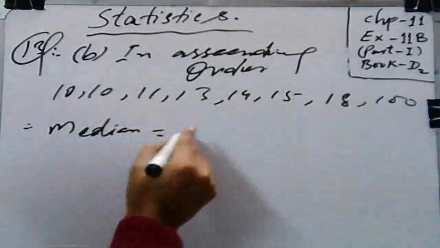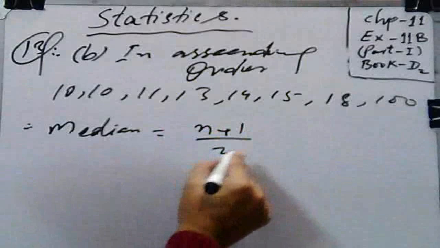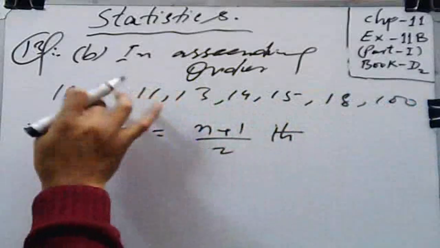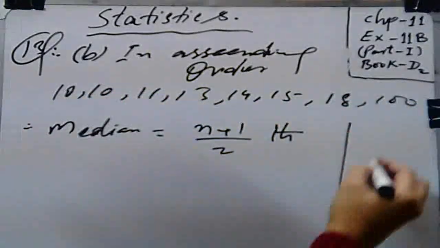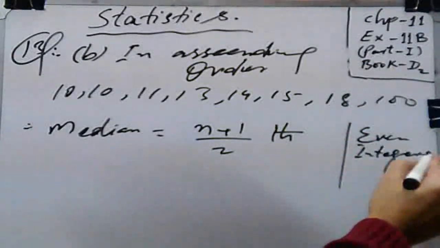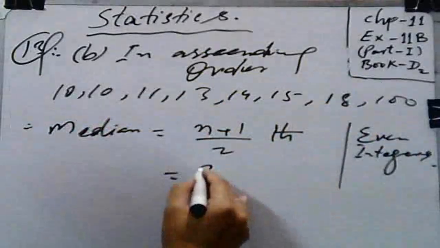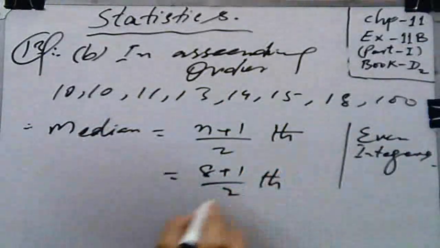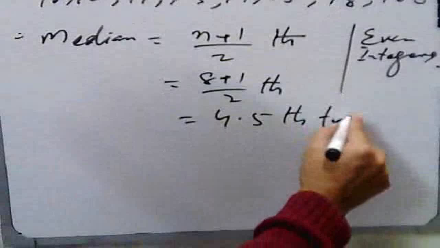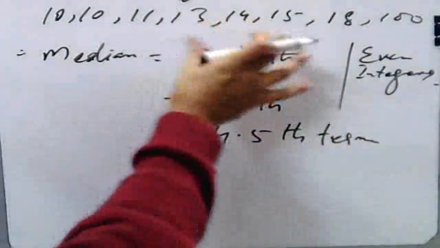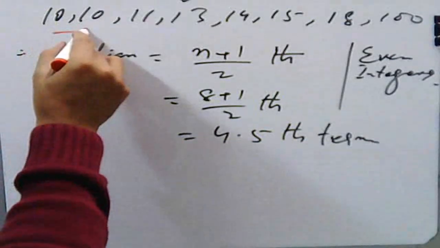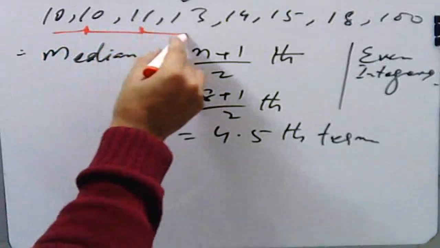we have a formula: n plus 1 divided by 2, that is the nth term. For example, 1, 2, 3, 4, 5, 6, 7, 8 for even integers. We know the median for even integers. For even integers you have this formula. So n is how much? 8. 8 plus 1 divided by 2, that one is your nth term, which will give you the 4.5th term. So it means the 4th and 5th terms, if we see in ascending order: 1, 2, 3, 4, so the 4th and 5th terms.